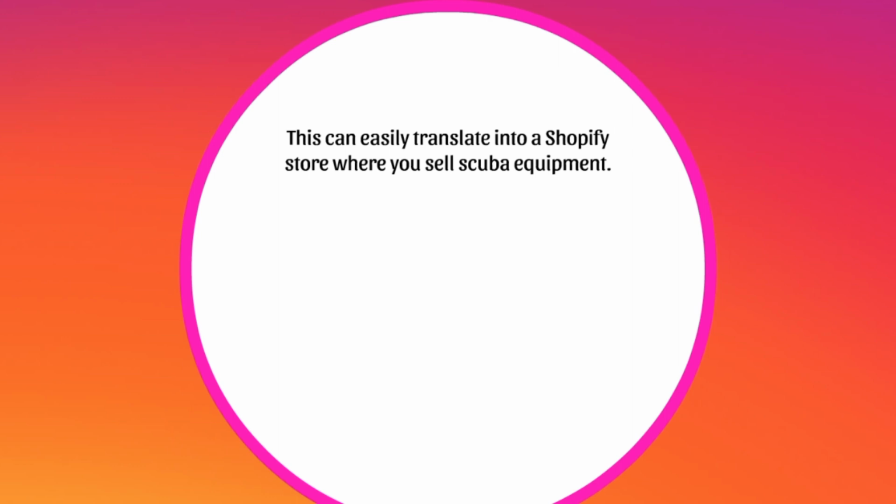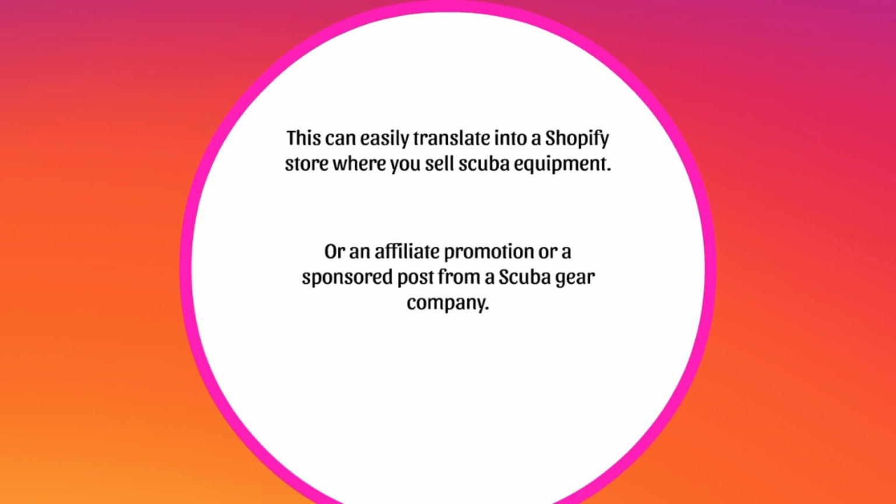You get to indirectly sell, because at the end of the day, people are going to want what you have. They feel, okay, if I have the same tools or equipment that you have as a scuba diver, or as whatever you're trying to do, as a lifestyle or brand, they're more likely to buy it, right? So it can be a Shopify store, it can be an affiliate promotion, it can be a sponsor post from a scuba gear company, which we'll talk more about later down the road. But before you can do all of that, you need to have a brand. You need to have the ability to create a lifestyle, right?